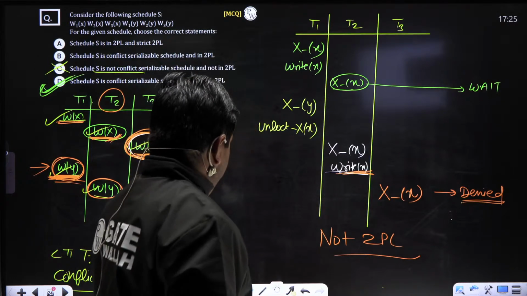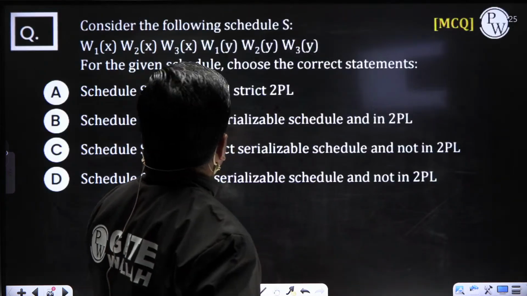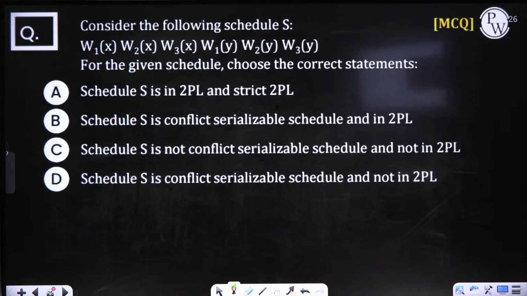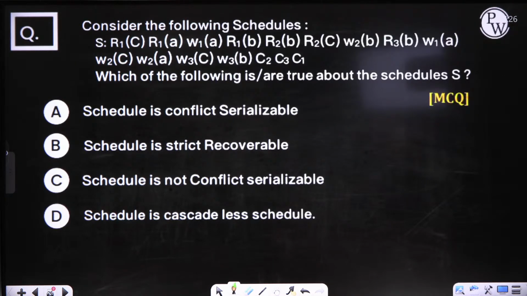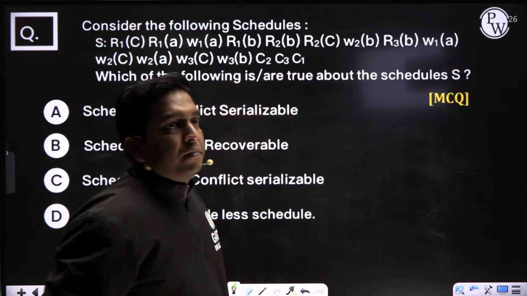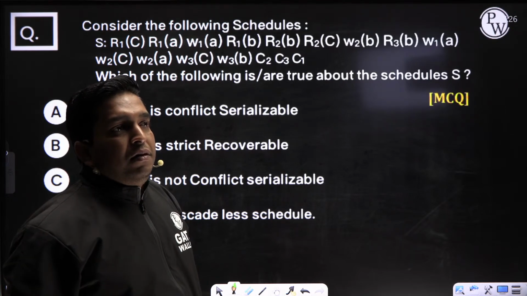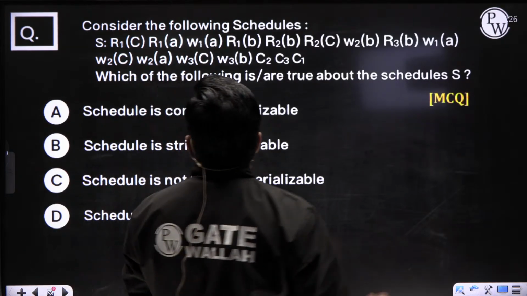Clear everyone? Now solve the next one. Solve the next one, beta. I told you, definitely you will get each and everything. So this is the same question. It's a repeat. Now solve this one.